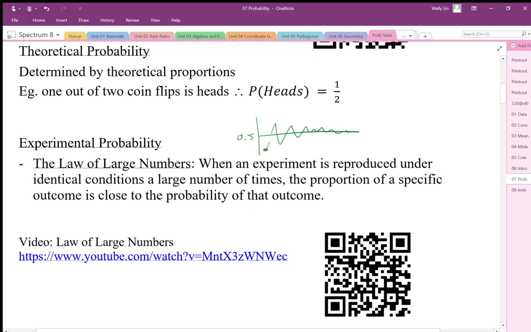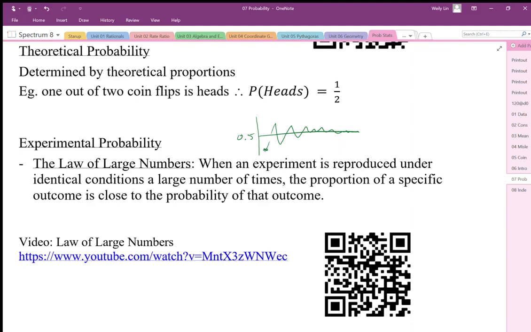This is something called the law of large numbers. When we do this over and over again, the more often we do it, the probability ratio will more closely reflect the true probability. So if we do any kind of experimental probability, we don't want to use too small of a sample.